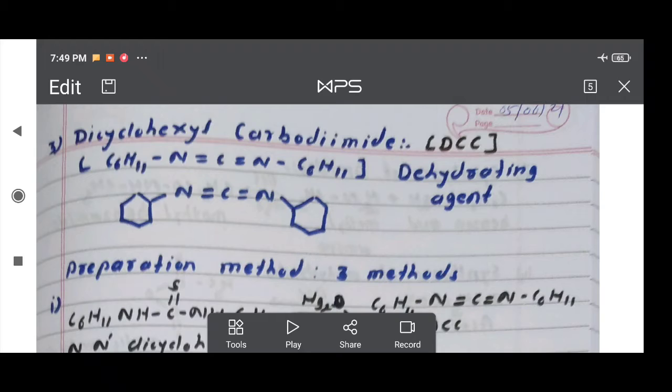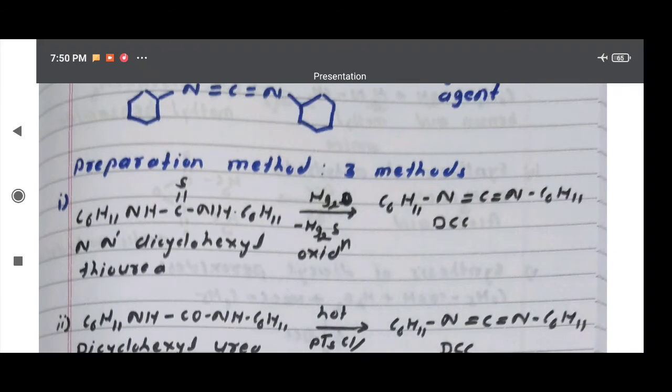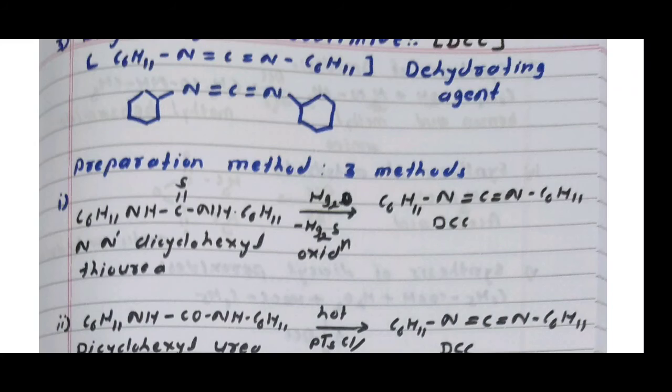Here it can be explained one by one. The first method: it is prepared by oxidation of N,N'-dicyclohexyl thiourea by mercuric oxide. Here I am showing the structure of thiourea: NH2 C=S NH2.